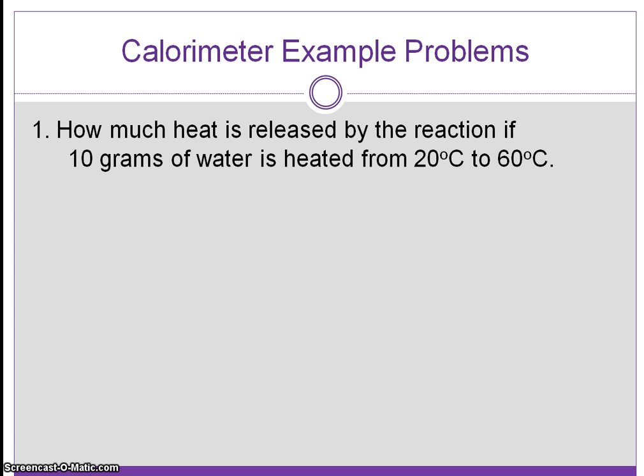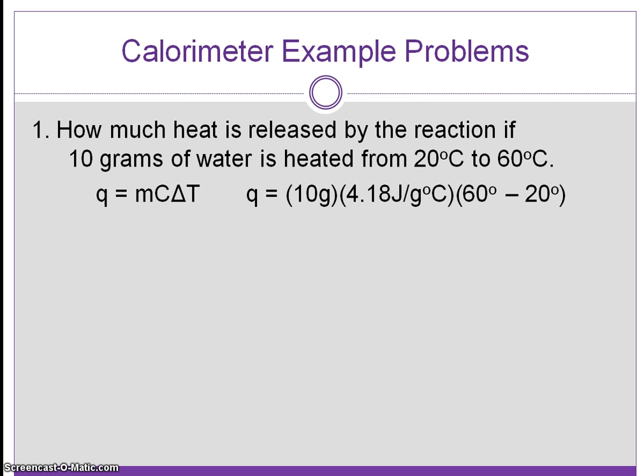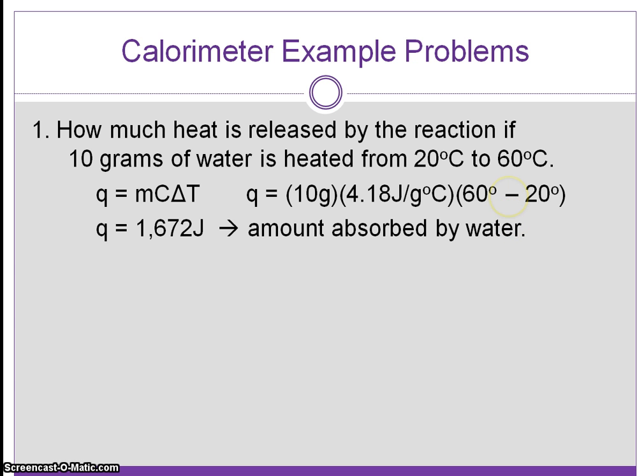We've got the mass is 10 grams. It's between 0 and 100, so we know it's liquid water, so you can use the specific heat for liquid water. And the change in temperature is from 20 to 60. So you want to do 60 minus 20, final minus initial. And when you calculate that, you get 1672 joules. That's the amount of energy that is absorbed by the water.